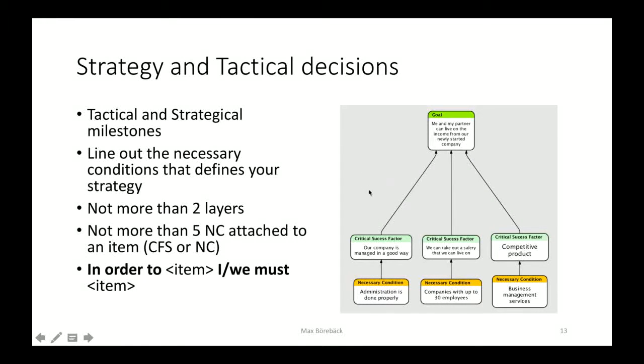So let's look at mine. We have our critical success factors, and we have decided that for the competitive products, we will provide business management services. And for the critical success factor that we can take a salary that we can live on, we decided that our target customer group is companies with 30 employees. We believe that they will be the best customers to provide us income for a good salary. We have also decided to have administration done properly, to secure that we send in all needed documentation to the government and make sure that we invoice our customers in time and everything else to make the company profitable.